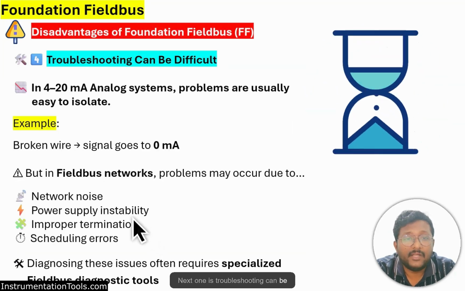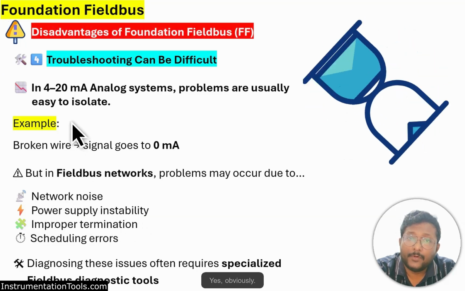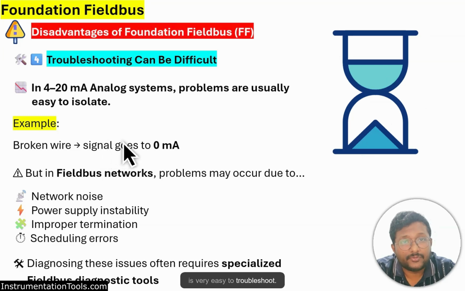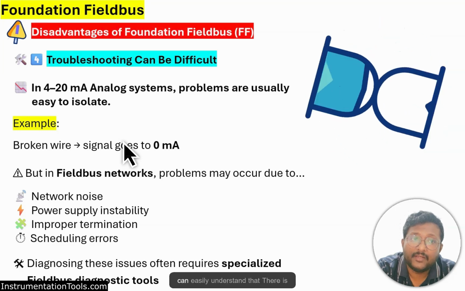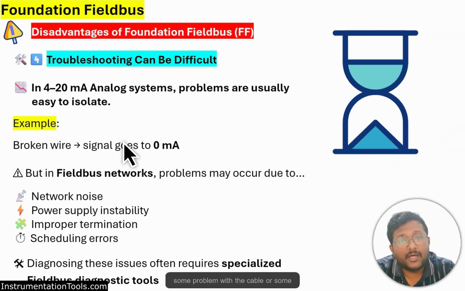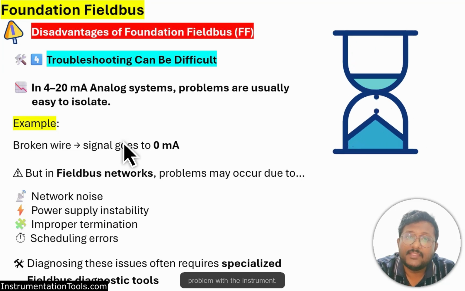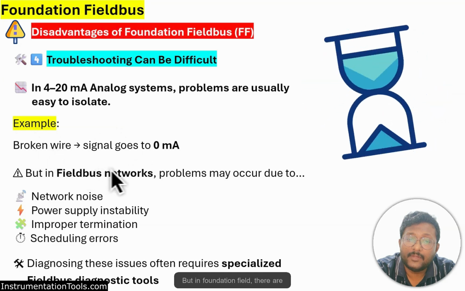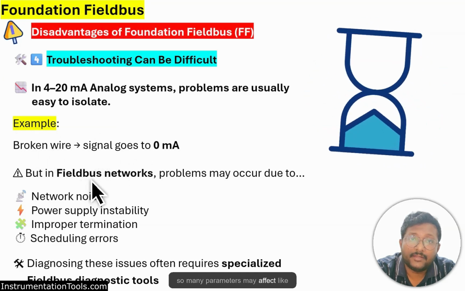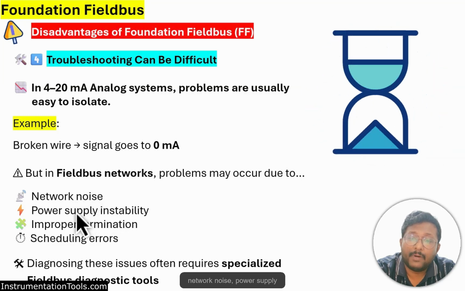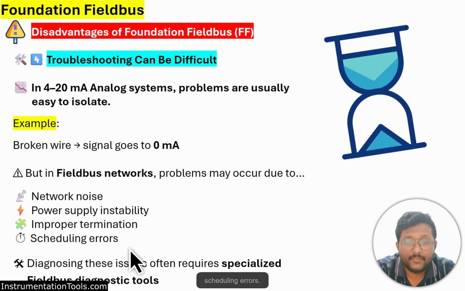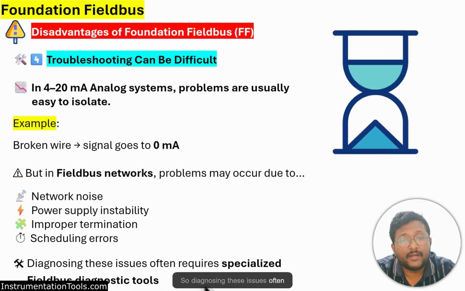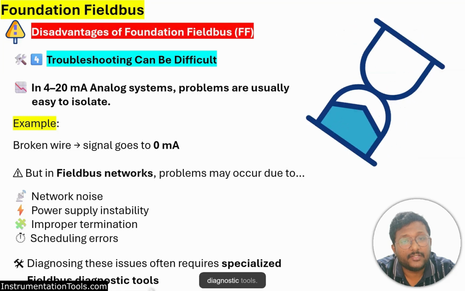Next one is troubleshooting can be difficult. Yes, obviously. In 4 to 20 milliamp systems, it is very easy to troubleshoot. If there is a broken wire, you can easily understand from the current signal reading. If it drops to 0 milliamp, you can easily understand that there is some problem with the cable or some problem with the instrument. Easy to troubleshoot. But in Foundation Fieldbus, there are so many parameters that may affect, like network noise, power supply instability, improper termination, scheduling errors. So diagnosing these issues often requires specialized fieldbus diagnostic tools.